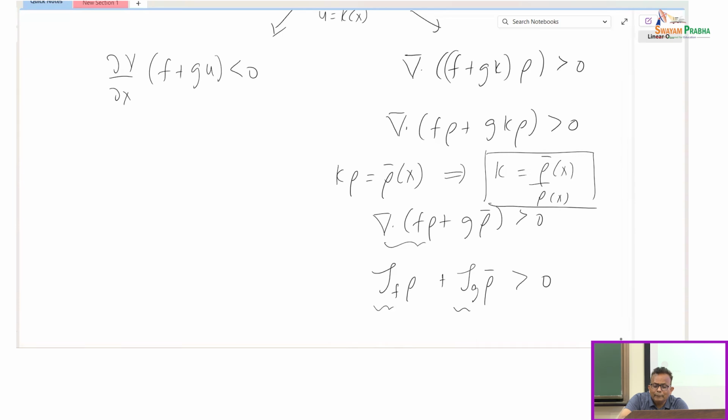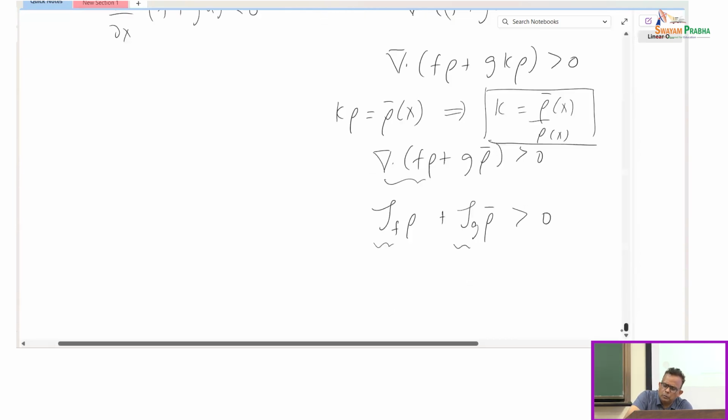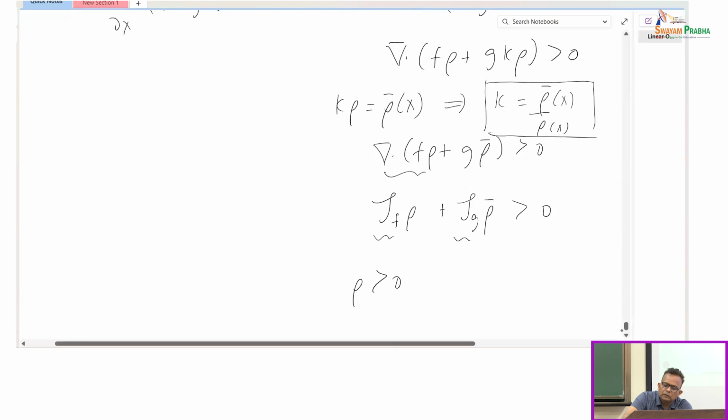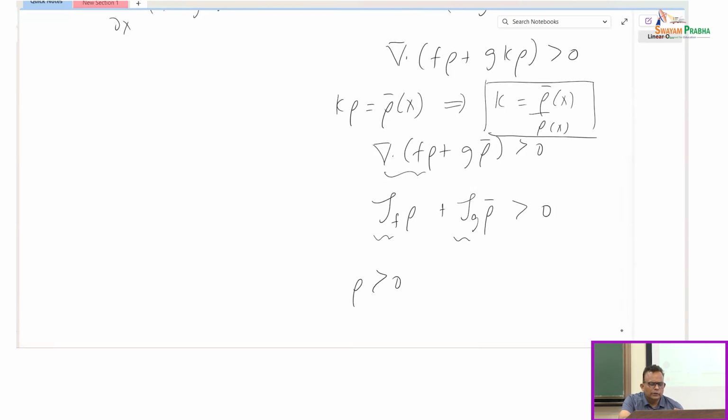Once you have the rho and rho bar, there's one thing: when you're trying to solve for rho and rho bar, you have to impose that rho has to be positive, right? Otherwise, you cannot divide. So rho has to be positive. That's a constraint. That's again a linear constraint, so it's still convex. You solve for this rho and rho bar under this constraint rho bigger than 0. Once you solve for rho and rho bar, you get your feedback controller as rho bar divided by rho.